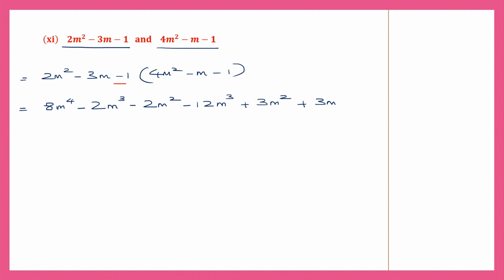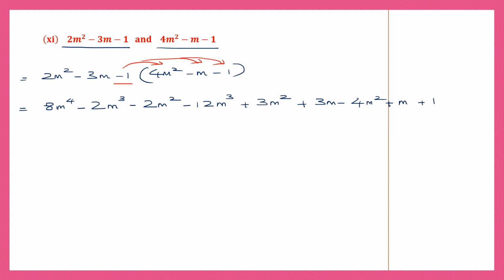Now let's take minus 1 and multiply each one inside. So minus 1 into 4m square, the sign is minus, the number 1 into 4 is 4, and that is m square. Now we multiply minus 1 into minus m. Minus into minus is plus, 1 into m is m. Multiply minus 1 into minus 1. Minus into minus is plus, 1 into 1 is 1.